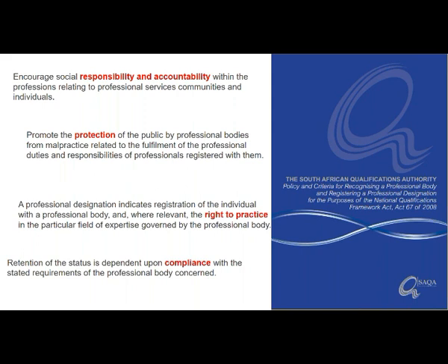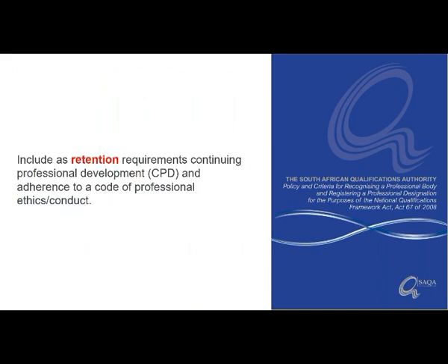A professional registration indicates registration of the individual and the right to practice in the particular field of expertise. Retention of the status is dependent on compliance with the stated requirements of the professional body concerned. In other words, to get the designation of licensed plumber, you were supposed to meet certain criteria, one of which is that you needed to be a qualified plumber, which you got through your trade. That was the requirement set, and therefore you met those specific requirements.